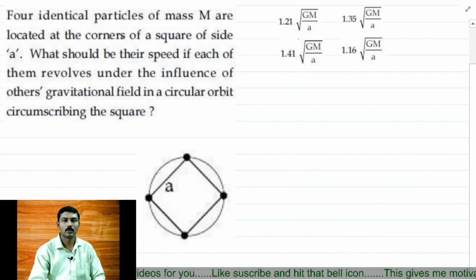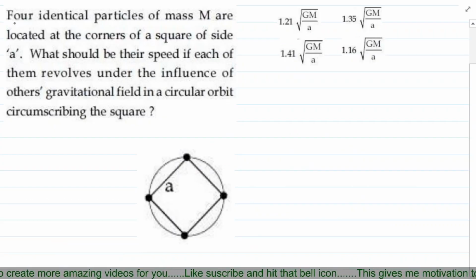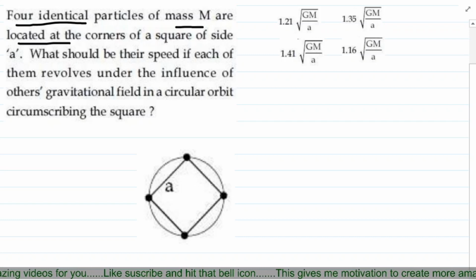So for today, we will discuss a question taken from a previous year JEE question paper, and it is connected to one of the chapters in +1, which is gravitation. So without wasting any time, let's get started. Let's look at the question. Four identical particles of mass m are located at the corners of a square with side length a.